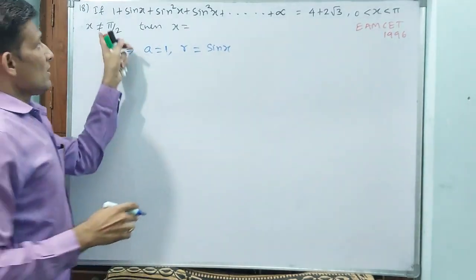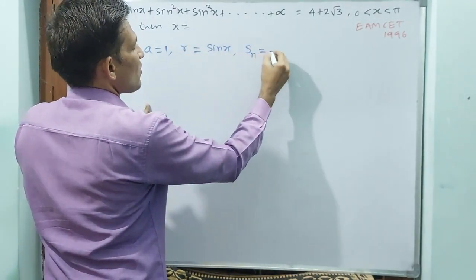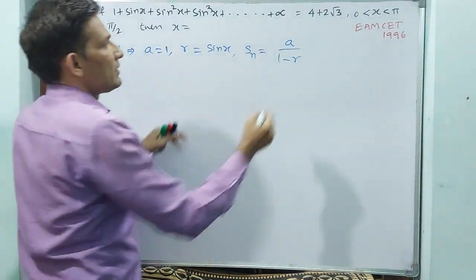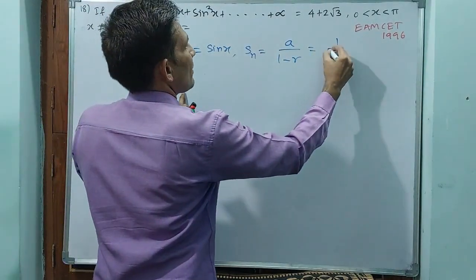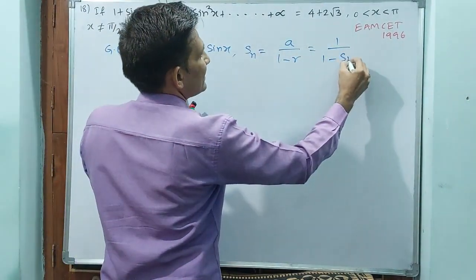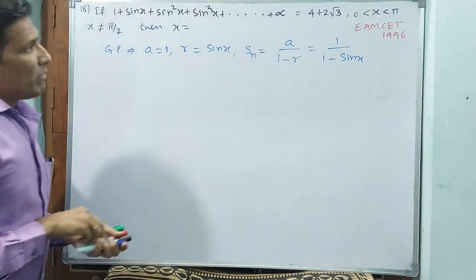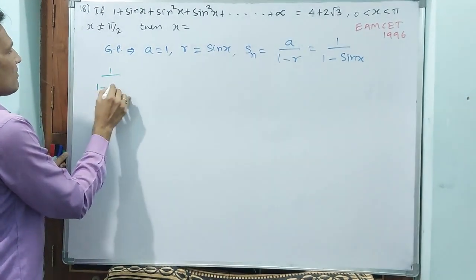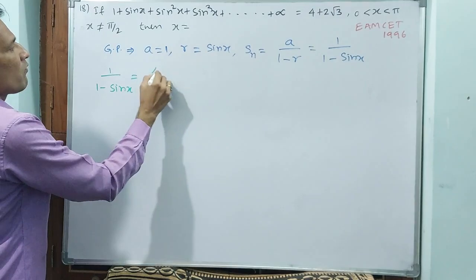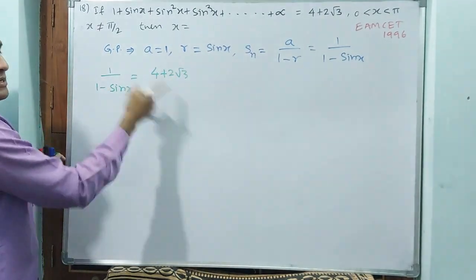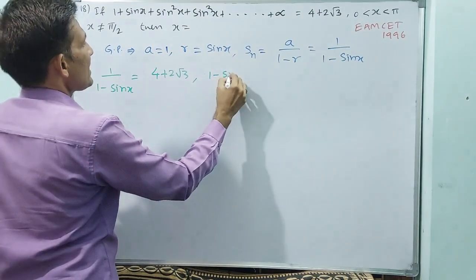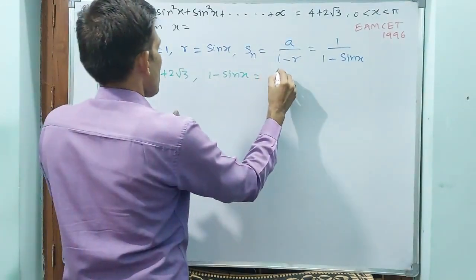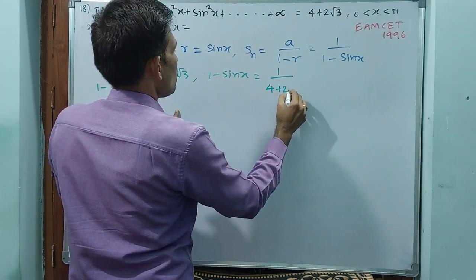Now see, for the sum to infinity we directly have one formula: S infinity is equal to a by 1 minus r. Then a means 1 here, and r means sin x. This is the value. But they have given this value also, 4 plus 2 root 3. Write down then: 1 by 1 minus sin x is equal to 4 plus 2 root 3. You cross multiply. If you cross multiply, 1 minus sin x is equal to 1 by 4 plus 2 root 3.